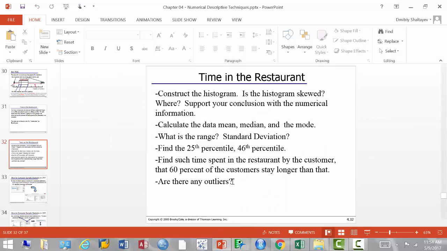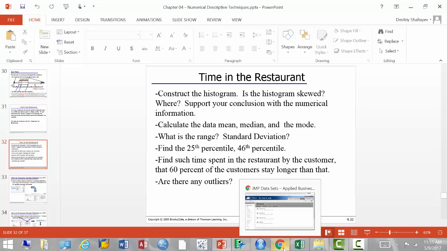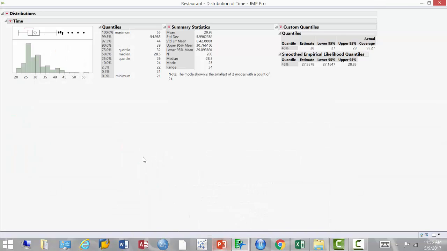Let's actually talk about outliers first, and then we come back to this question. Find such time in the restaurant that 60% of customers spent longer than that. Outliers. Remember, we just discussed outliers, and outliers can be found on the box and whiskers plot. What we had on every histogram that we looked at so far is a box and whiskers plot, so it's there for you by default. I just didn't want to emphasize that when we first looked at the histogram, but now it's time.